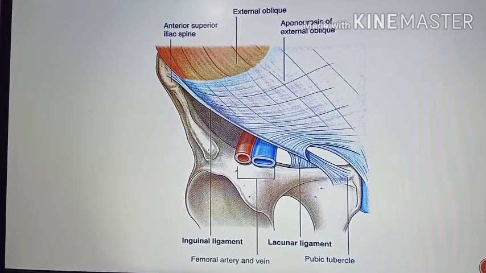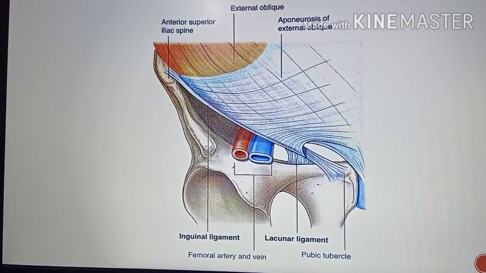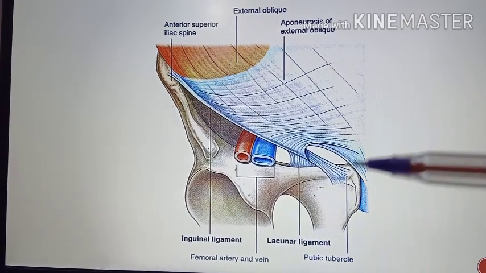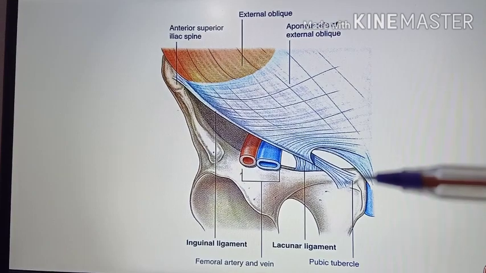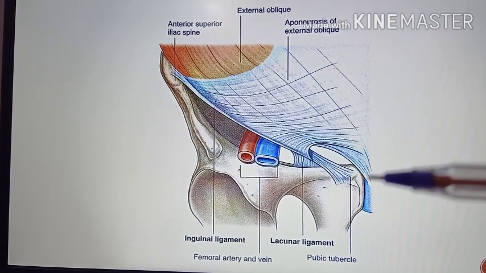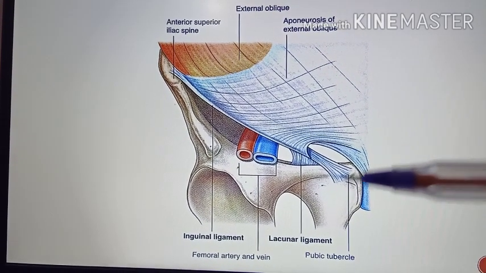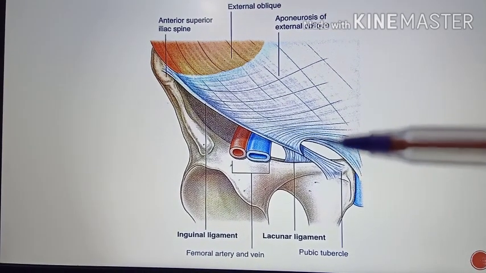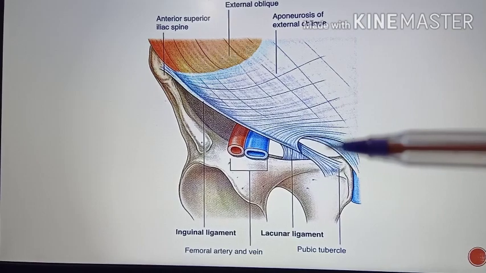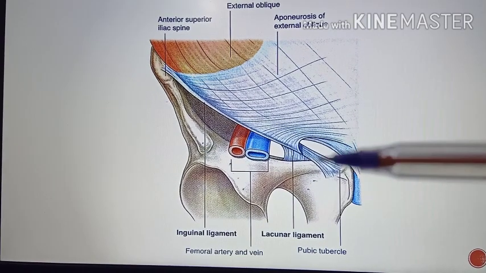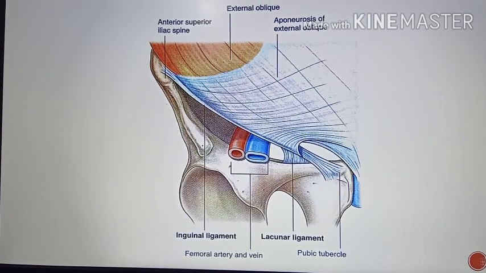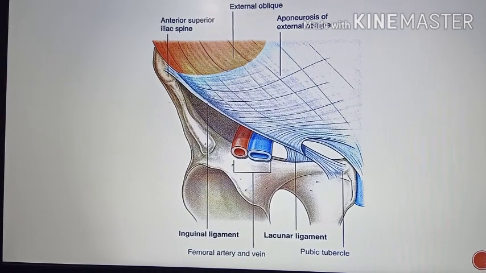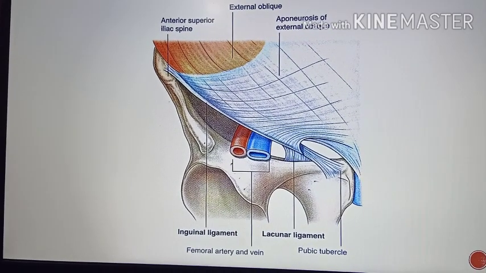Then another feature you are supposed to see is, above here you will be having the pubic symphysis, where both the hip bones meet. Above the pubic symphysis, the aponeurosis presents a triangular area or triangular gap, which is called the superficial inguinal ring. So these two are the other features related to the external oblique muscle.